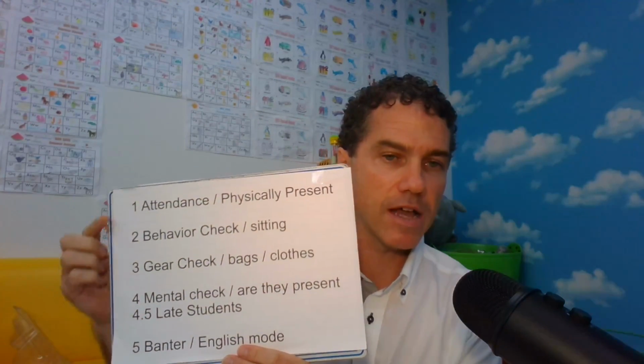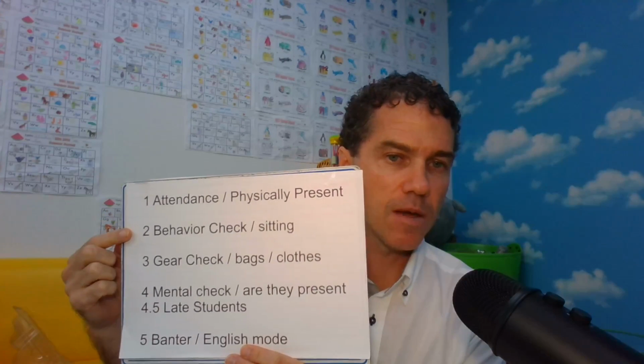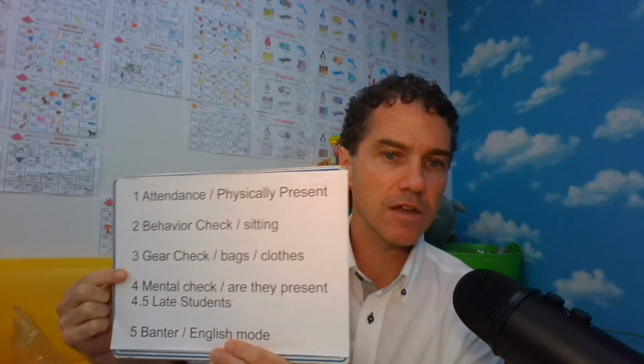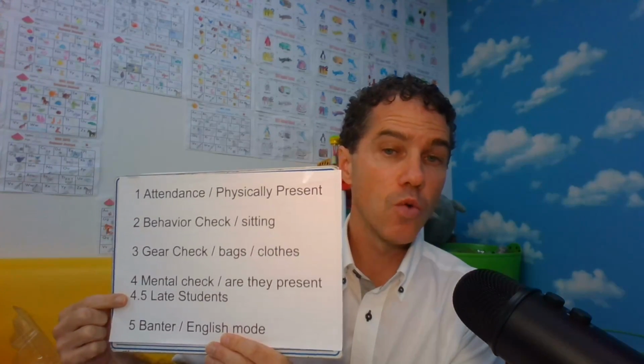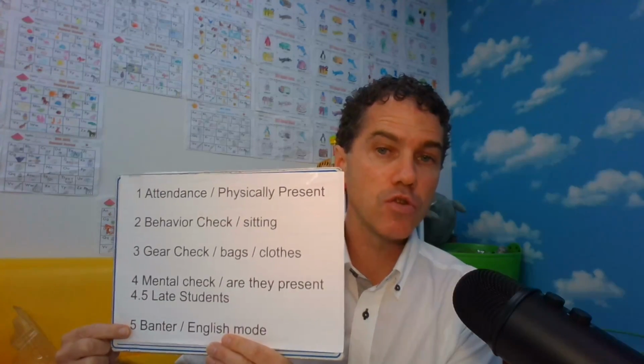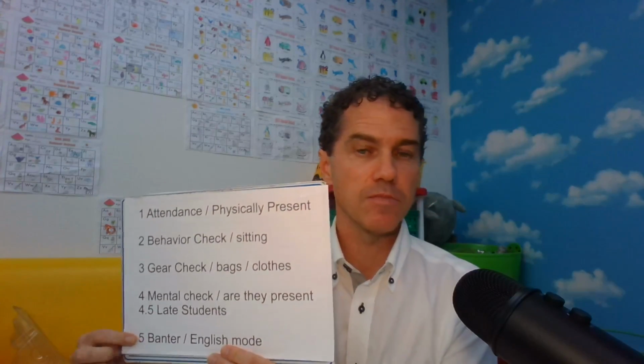And actually, I have a whole checklist for banter that I will do in a video after this. So to wrap it up right now, the things that I check when I'm beginning my classes: attendance, a behavior check, a gear check, a mental state check, wait for your late students, and then you can initiate your banter segment of class to begin communicating with your students.